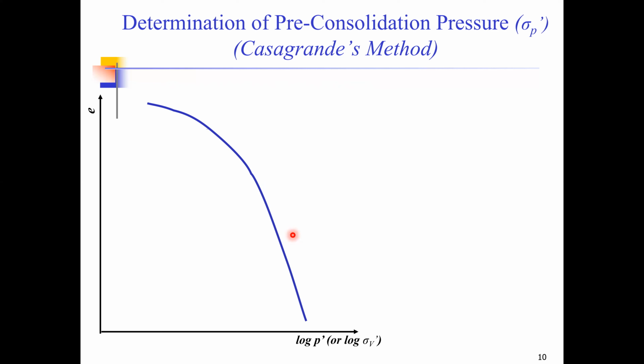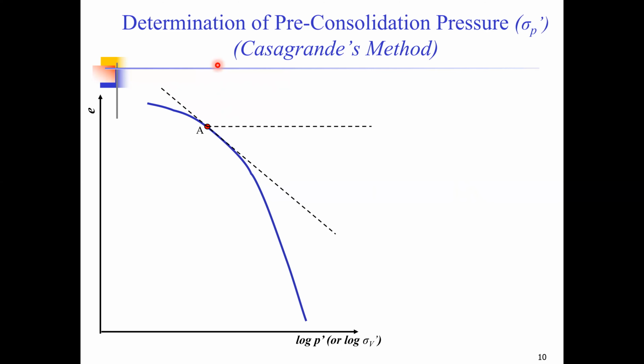So let's suppose to me this point A appears to be the point of maximum curvature. So whatever I think is the point of maximum curvature, I just draw a point over there. Then at this point, I draw a horizontal line like this. Once I've drawn the horizontal line, then I draw a tangent to this point.